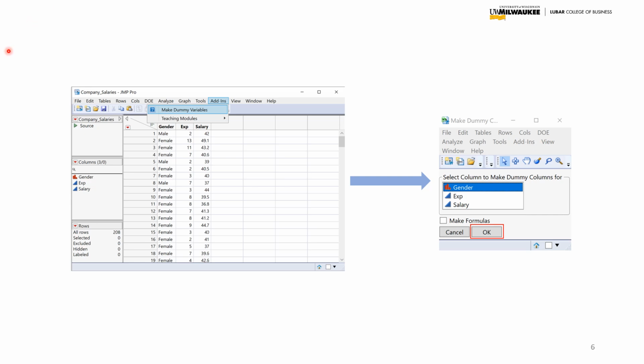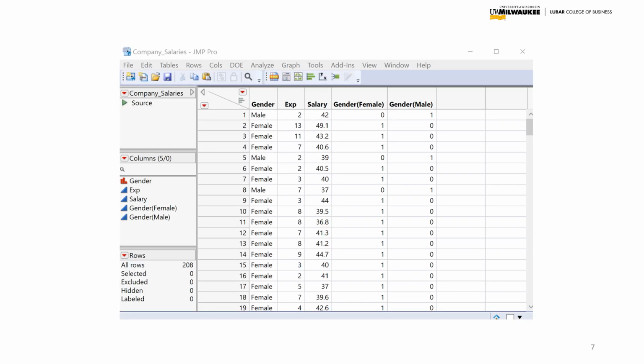How can we create these 0-1 variables? Well, there are a couple ways. If you have the add-in, you can go to add-in and then choose make dummy variable, highlight gender, click OK. When you do that, you will see two columns created called gender female, gender male, and they are 0-1 indicator variables, and you can see indeed they are correct. For example, in the first row, the individual is male, so female indicator variable is 0, male indicator variable is 1. You can rename these columns as straight up female and male just to make the names shorter.